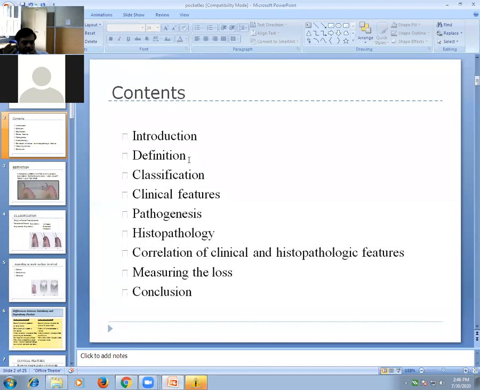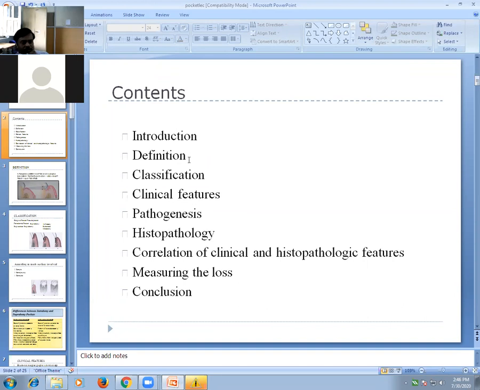Simple means only one surface of the tooth is involved. Compound means two surfaces or more than two surfaces. Complex means the pocket starts on one surface, twists around the tooth, and involves the opposite side of the tooth. Basically, these complex pockets are also called spiral pockets. We most commonly see these spiral pockets in the facial area.